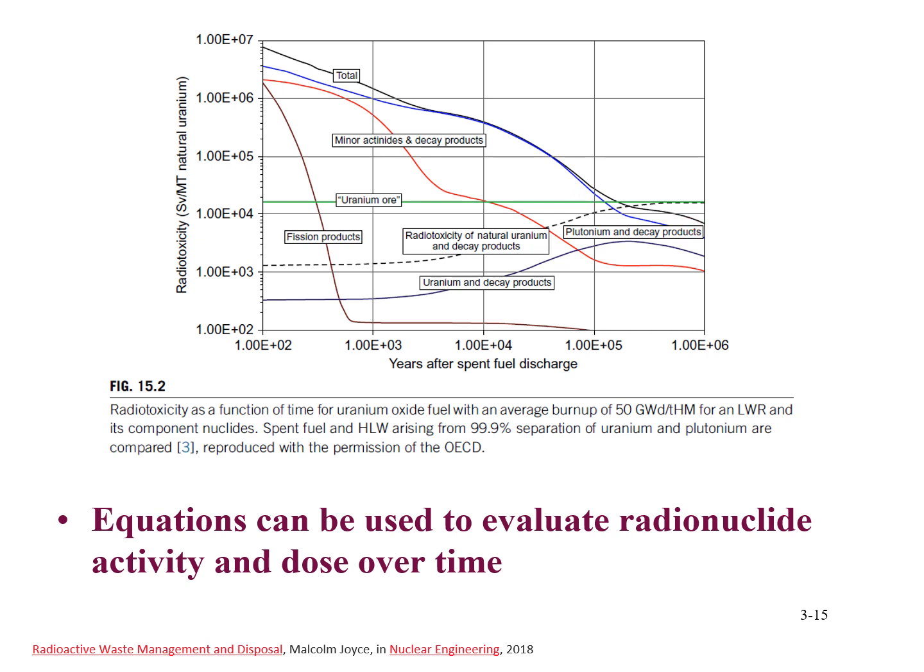This is important when we discuss separations in radioactive waste treatment and the nuclear fuel cycle. We also see here that this is for an average burnup of 50 gigawatt days per metric ton for a light water reactor. Those are conditions of a nuclear reactor that we will briefly touch upon in this course, and we may have a full lecture on it. So overall, the equations we discussed can derive data such as this, over a period of 1,000,000 years, and in this case, the equations can be used to evaluate the radionuclide activity and dose over time.